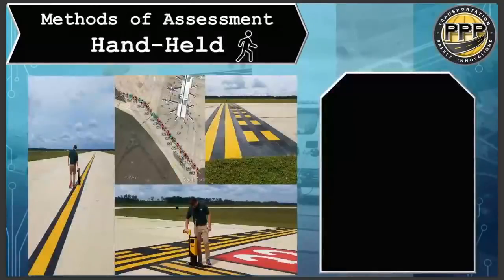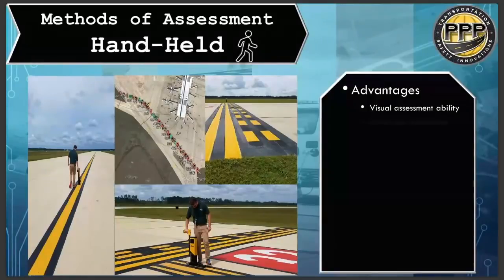Then we go to the handheld. The advantage of the handheld unit is that at the same time that you're operating it, you have the opportunity for a visual assessment. You can get back down and take a look at it, and if you see a low measurement, you can look at it right then. It is a numerical assessment, so it's not subjective. It actually gives you an exact reading of millicandelas per meter squared per lux.